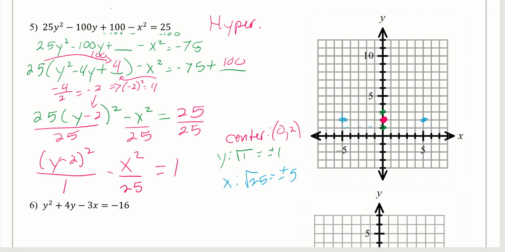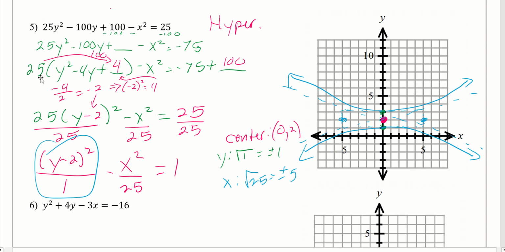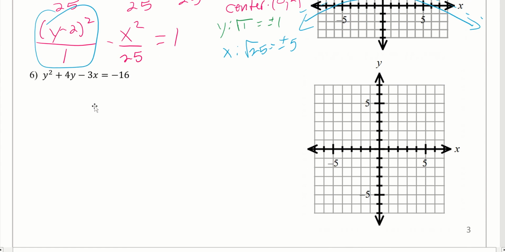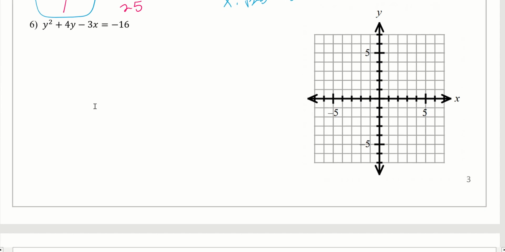Now, since this is a hyperbola, I can make my imaginary box. My asymptotes cut through corner, center, corner. And now this one opens up in the y direction because y is the positive one, right? So this one is going to be a huge hyperbola, starting from those green points and shooting around like that. Ta-da!